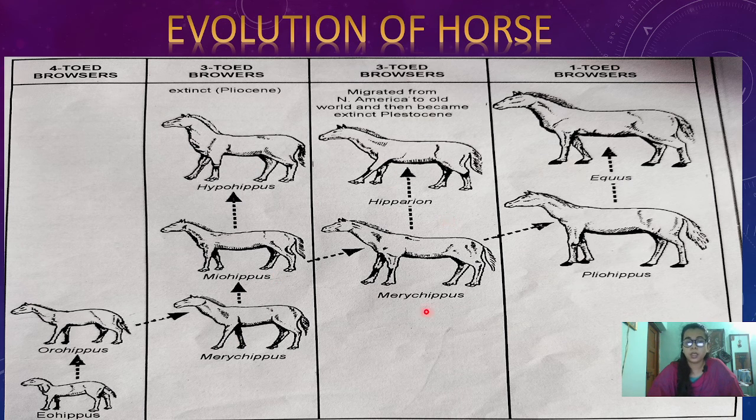In the three-toed group, Merychippus and Hipparion migrated from North America to the Old World and then became extinct during the Pliocene time period. Then come the one-toed browsers, the first one-toed browser being the Pliohippus, then finally the Equus, which is known as the modern horse. So you can see how the evolution of the horse took place in size, and also in their feet, their body structure and everything. And finally, the modern horse which you see nowadays is the Equus horse.